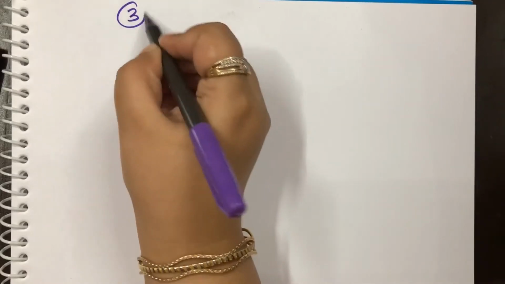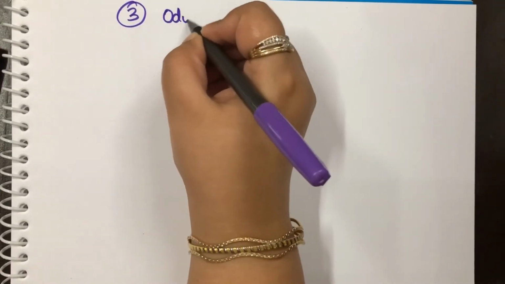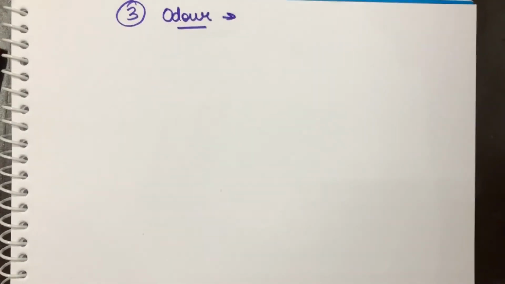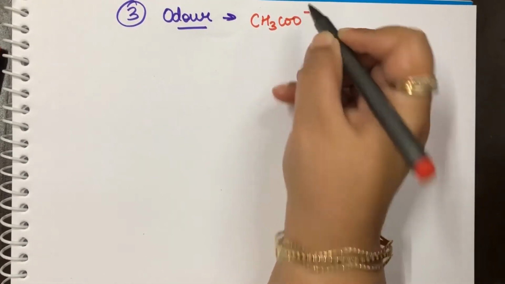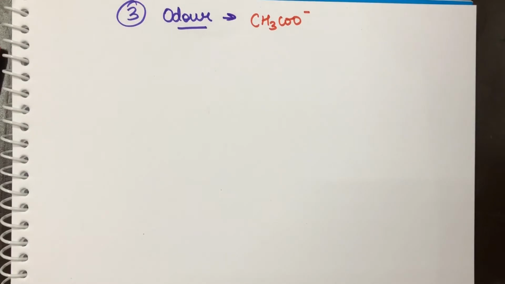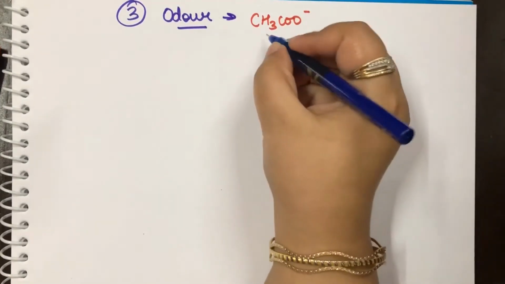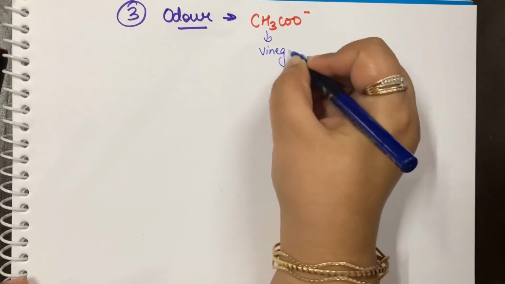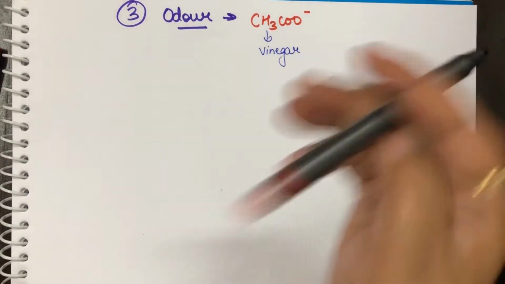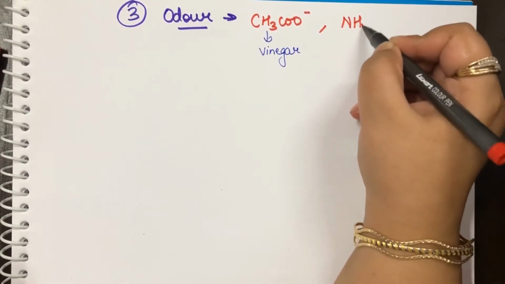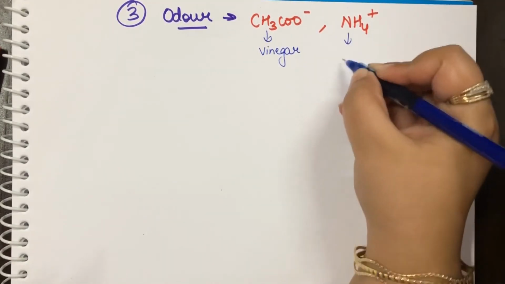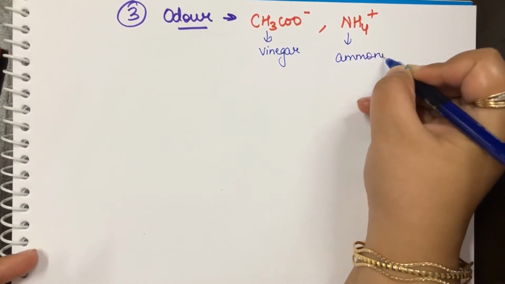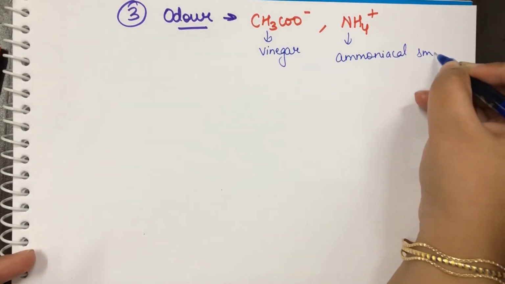Talk about the next examination, and that is odor. Odor is the smell. Now if I smell the salt that is given to me by the teacher and it smells like acetate. What do you mean by acetate like smell? It is nothing but your vinegar like smell. And there is also a chance that you might be able to identify ammonium ion here, because your ammonium ion obviously has an ammoniacal smell.